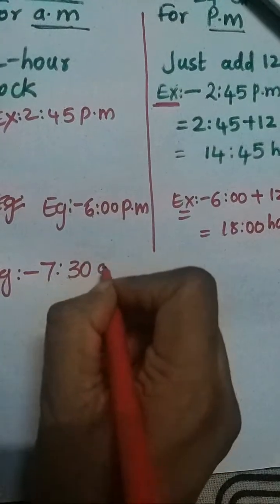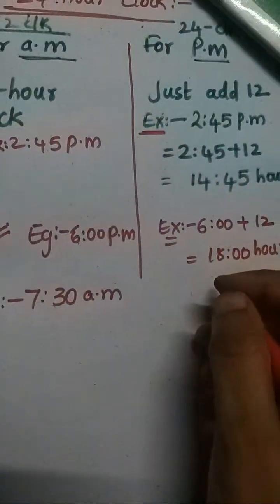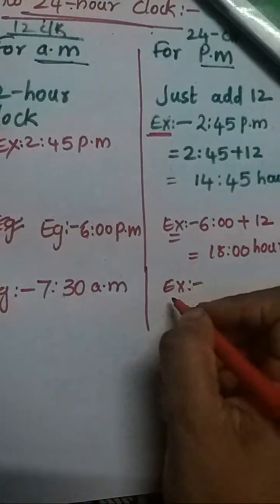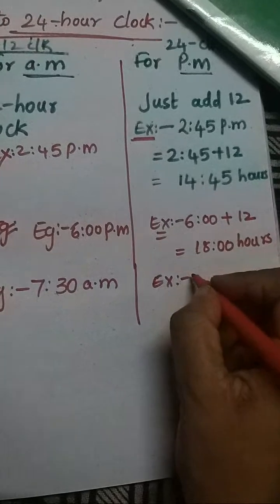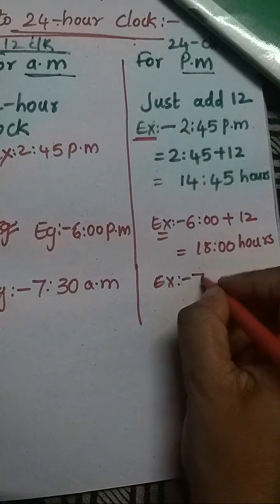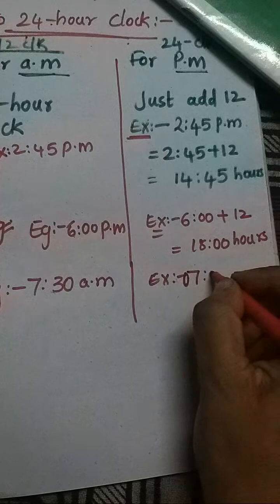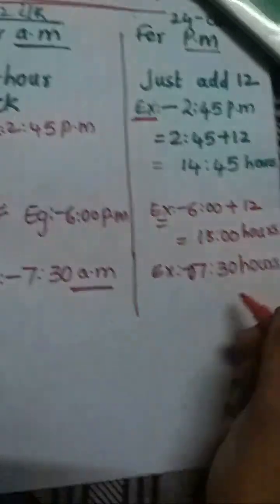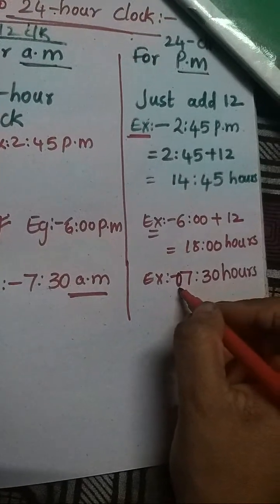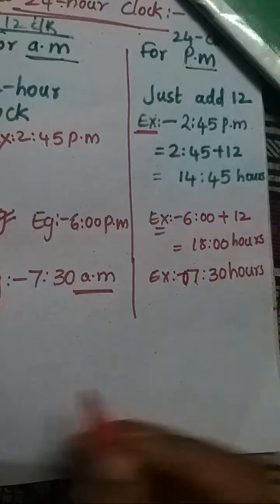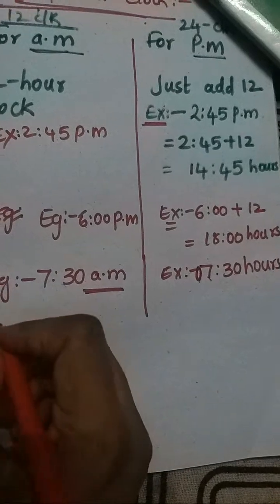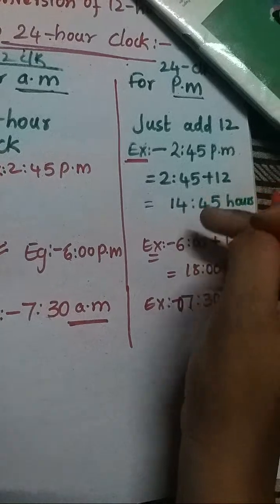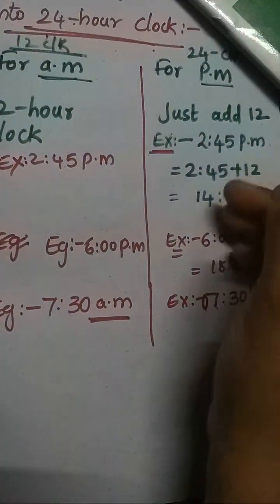Now 7:30 AM. For example, 7:30 AM, what will you say? 7:30 hours. This is AM, no? So we write it this way, we say 7:30 hours. Only in PM do we have to add 12 to get the 24-hour clock time.